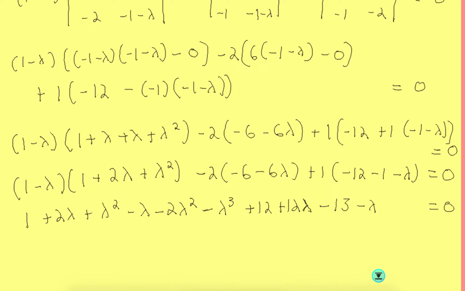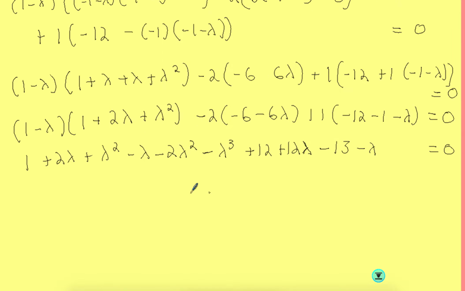Okay, now that looks a wee bit messy and a wee bit horrible, but let's just write it the way we would normally write something. And we would normally write something with the lambda cubed first. So I've got negative lambda cubed. We tend to write the highest power first, right? Then lambda squared, I've got negative 2 lambda squared and plus lambda squared. So that's just going to be negative 1 lambda squared, which is negative lambda squared.